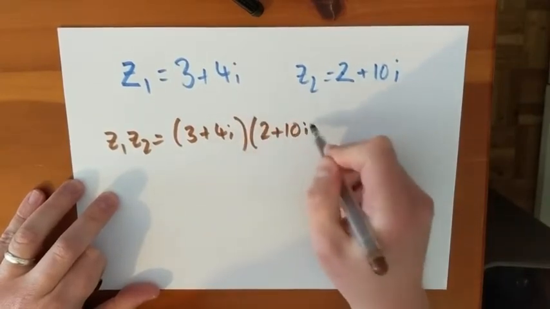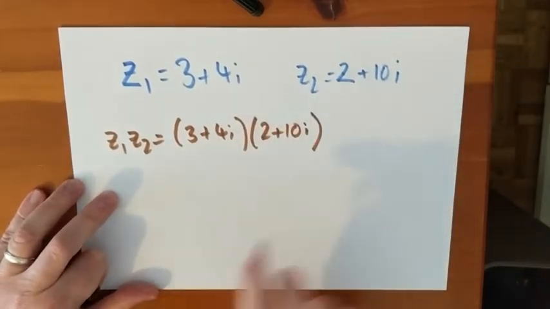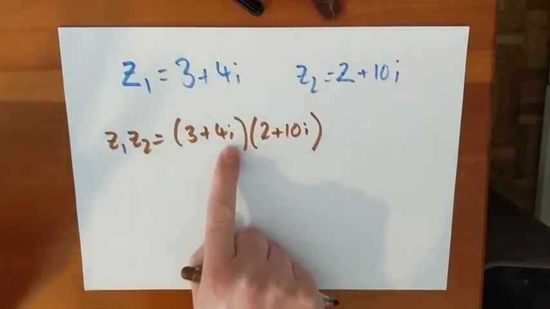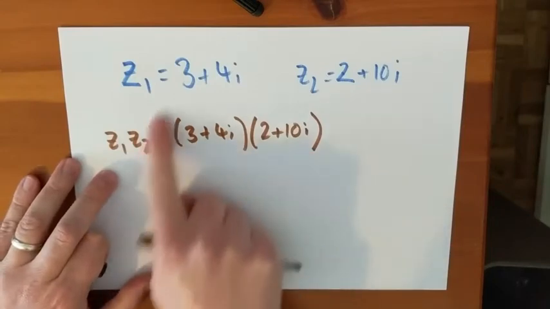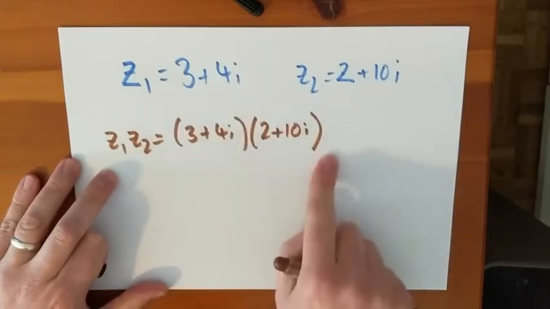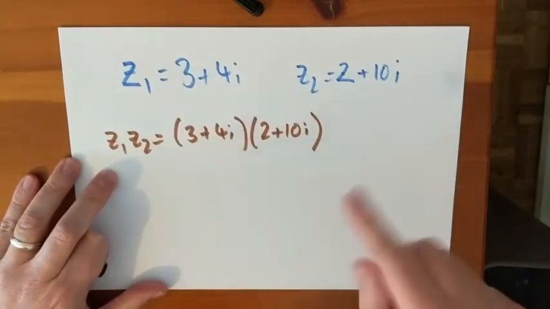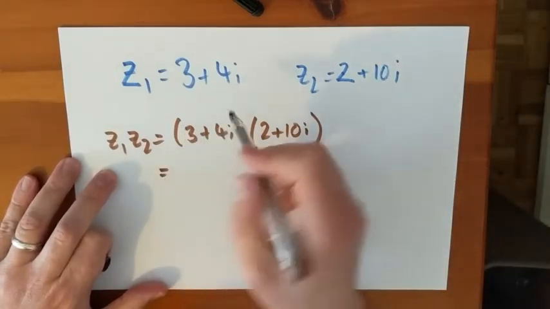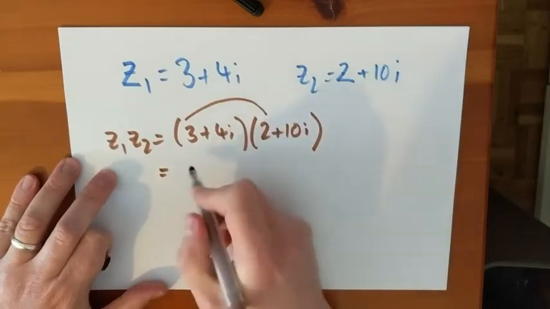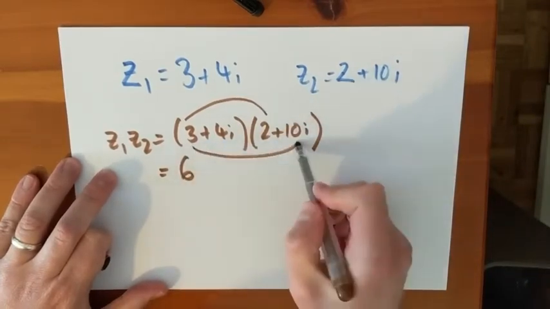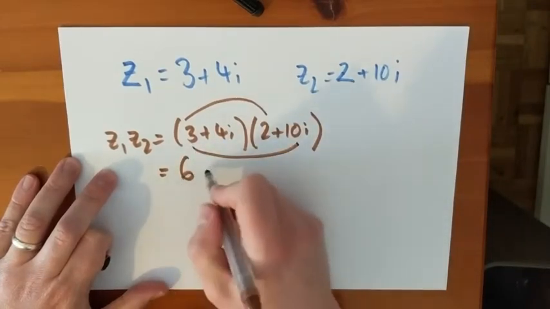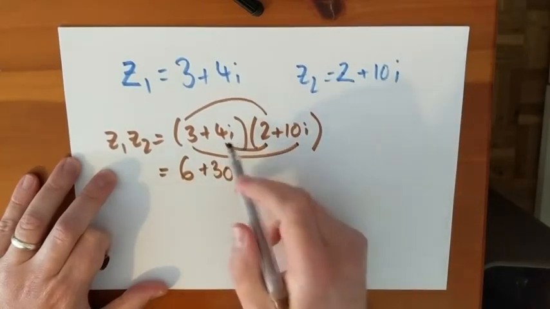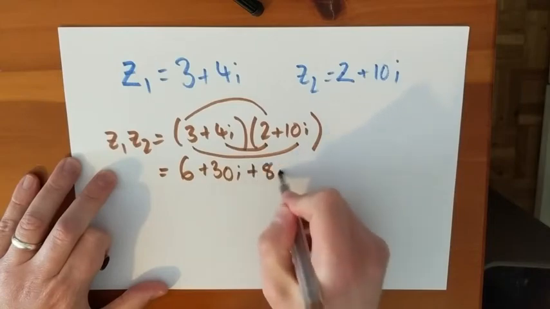And it's not a straightforward thing. You have to multiply every single part of this complex number by every single part of this complex number. And we can use the FOIL method. The FOIL method works in a situation like this, just like it would if you're multiplying x plus 2 times x plus 3 or something. Here, we multiply the first two together. The first, 3 times 2, is 6. Then the outside two, 3 times 10i is 30i. Then the inside two, 4i times 2 is plus 8i.